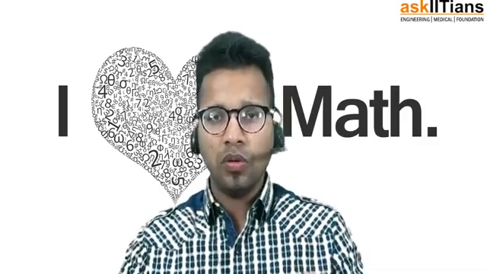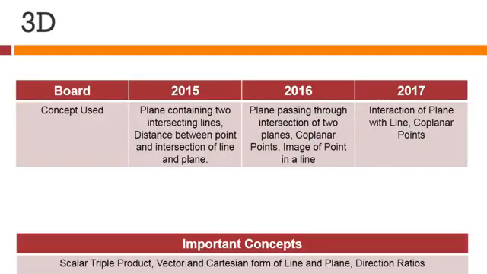We need to get the normal and the point, and then we can play with the direction ratios. That's it. Then we have the interaction of plane with line, again in 2017. A plane is bound to come, whether it is passing through 3 points, through 2 intersecting lines, or through 2 intersecting planes.